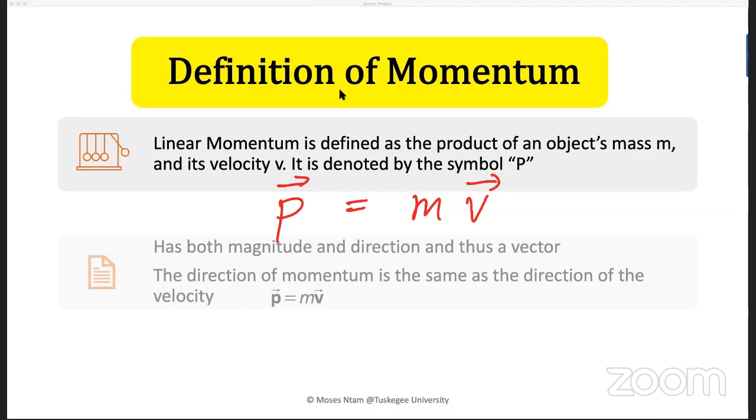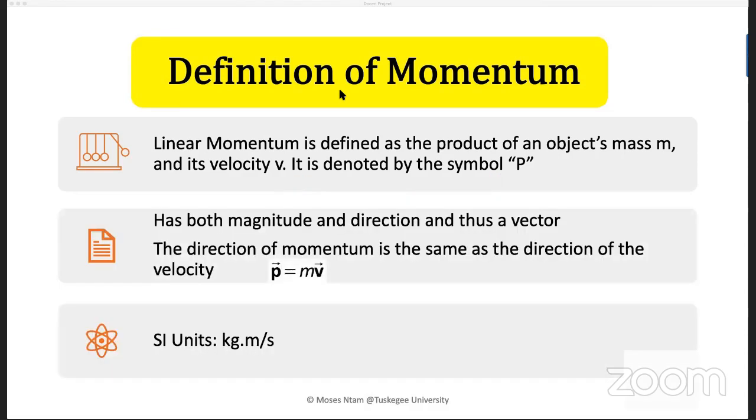Since mass is a scalar quantity, so it's just a number, when you multiply a vector by a regular number, you obtain a different vector. So multiplying v by a scalar m gives you a new vector called p, which is known as the momentum. Momentum is essentially the amount of motion in an object, and it depends on the mass and the velocity. The SI unit of momentum is kilogram times meters per second. And this is consistent with the formula.